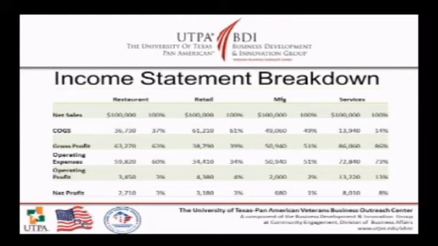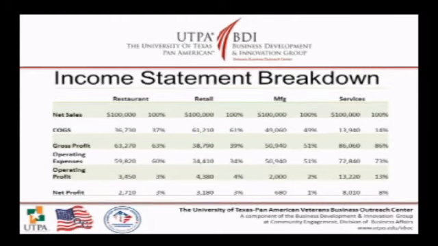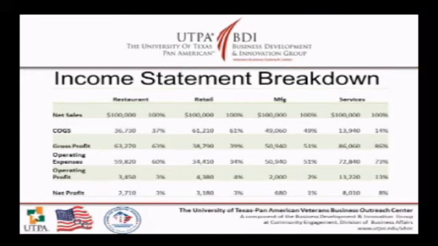So here you can see the income statement ratios break down into different segments: the restaurant, the retail segment, manufacturing and services. And you can see how each one of them, their net sales stay the same. Their cost of goods sold changes depending on what type of organization it is. And therefore, their gross profit is going to change, because gross profit is going to be your net sales minus your cost of goods sold.